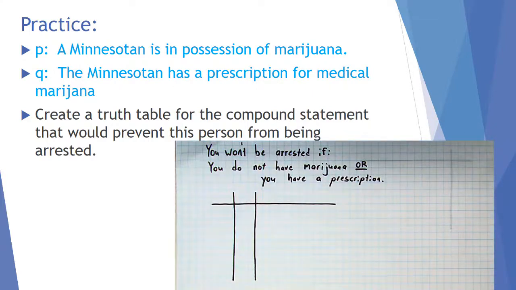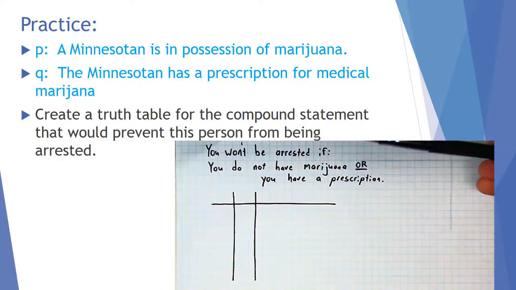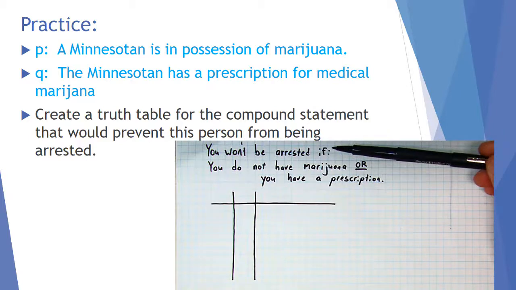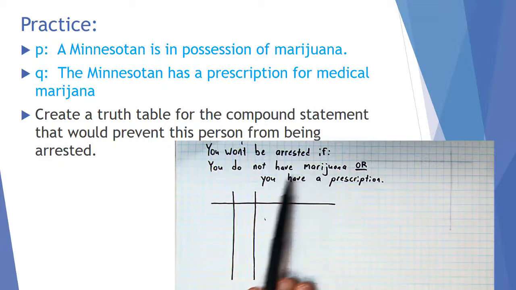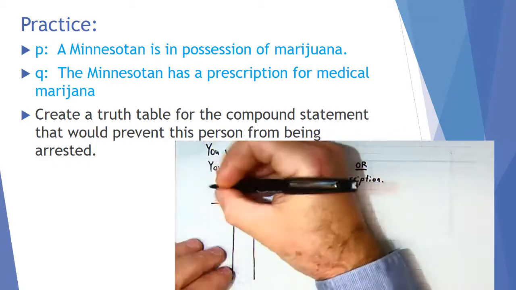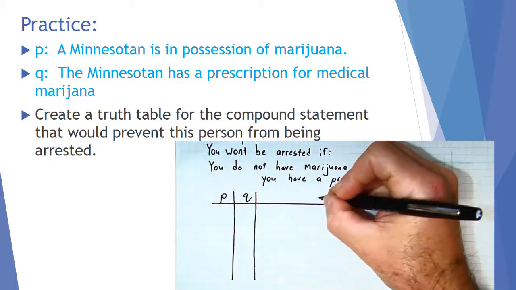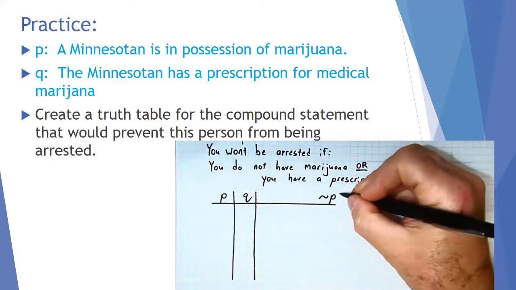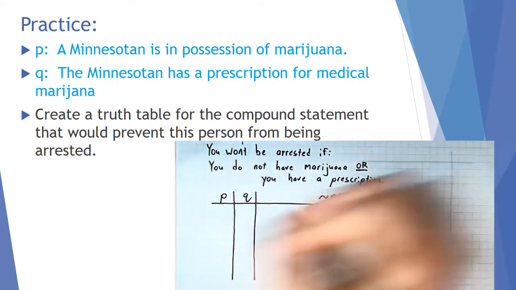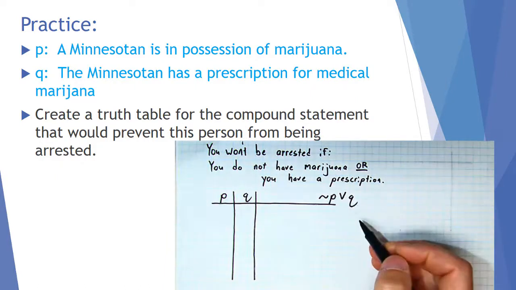Okay, let's take a look at this. First of all, if we want to make a statement that would prevent the person from being arrested, then we need to figure out what conditions will prevent them from being arrested. And in fact, it's true that you will not be arrested if either you don't have marijuana to begin with, or you do have a prescription. So on our two statements, P and Q, the condition that will prevent us from being arrested is either we don't have P, that is to say we don't have marijuana to begin with, or we have Q, which says that we have a prescription. So either we don't have marijuana or we do have a prescription.